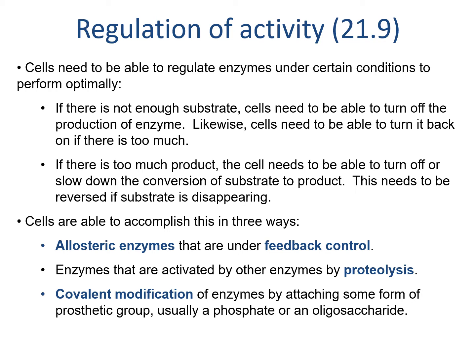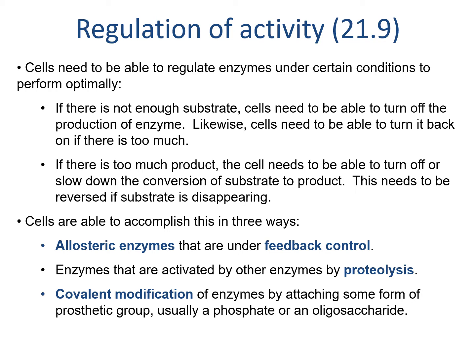We can do this within our cells in three different ways. The first is allosteric enzymes that are under feedback control. In a very broad sense, this is when we have a molecule that either turns on or off enzymes. We'll talk more about this in the next slide. Enzymes also can be activated by other enzymes. This is really helpful when our enzymes do something that we don't want them to do. We need to turn them off initially and turn them on later when they're in the right environment.